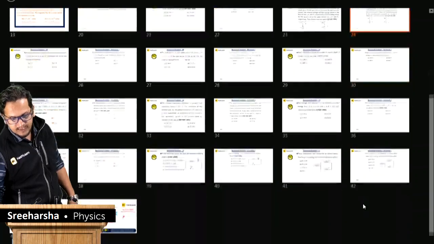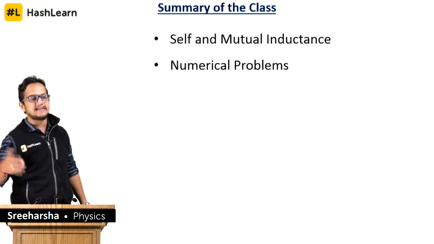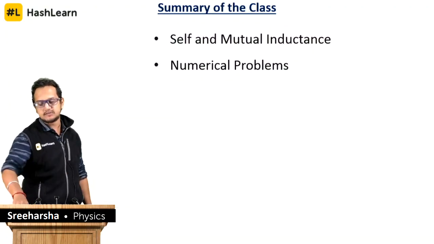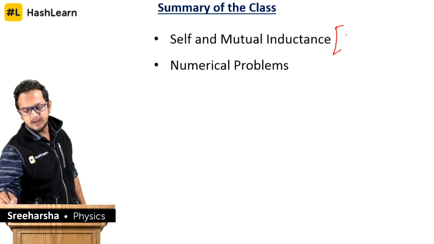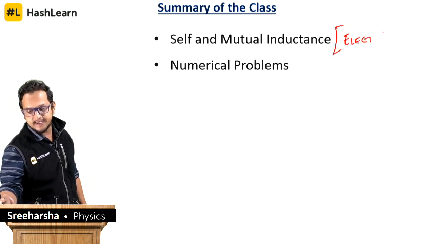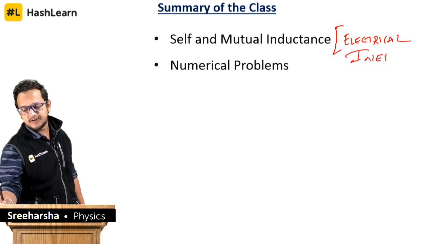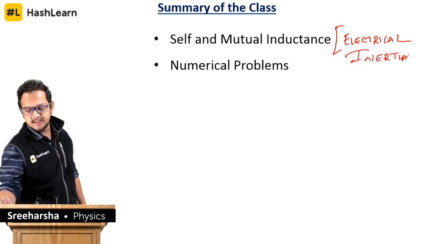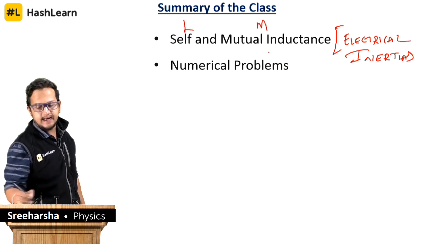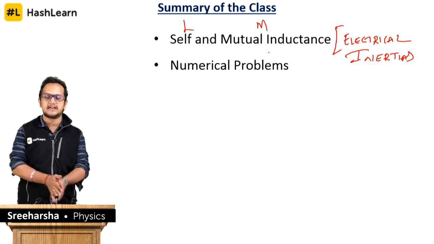So we have the summary of today's class. We dealt with self and mutual inductance, which is also called electrical inertia, represented as L and M. So self-inductance and mutual inductance.